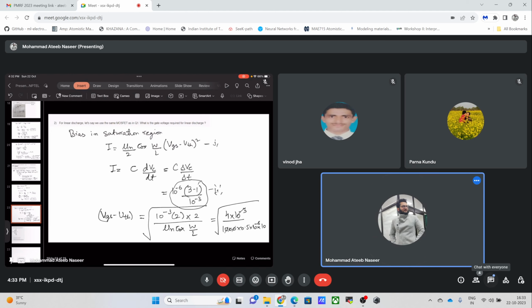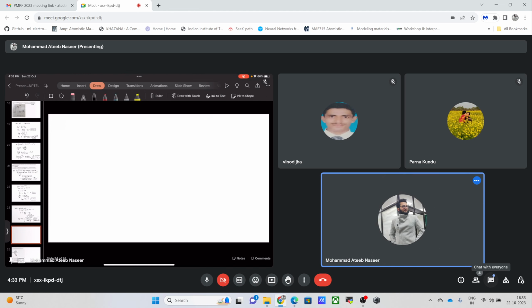So VGS minus VTH is 0.894, or VGS is simply, VTH was 1 volt, 1 plus 0.894, which is 1.894 volt. Okay, so we have found out the VGS value for this particular problem.